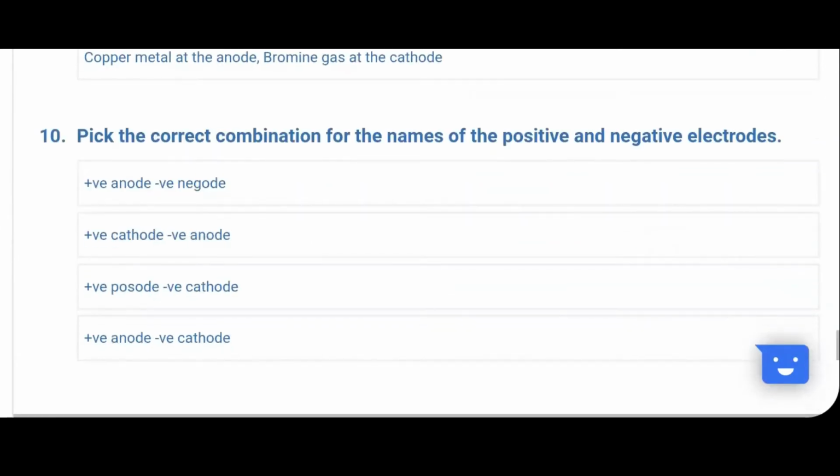And the last one, pick the correct combination for the names of the positive and negative electrodes. Positive anode, negative anode. Positive cathode, negative anode. Positive cathode, negative cathode. And positive anode, negative cathode. Oh boy.